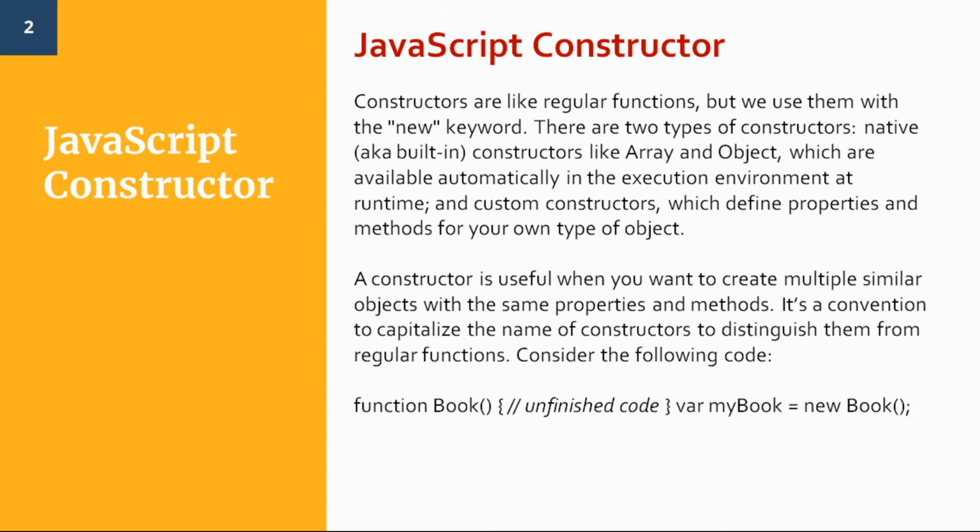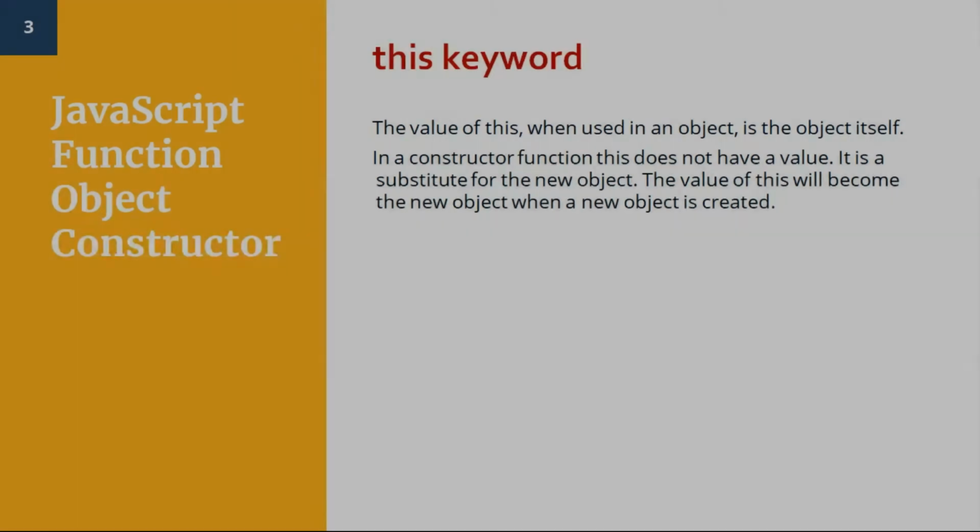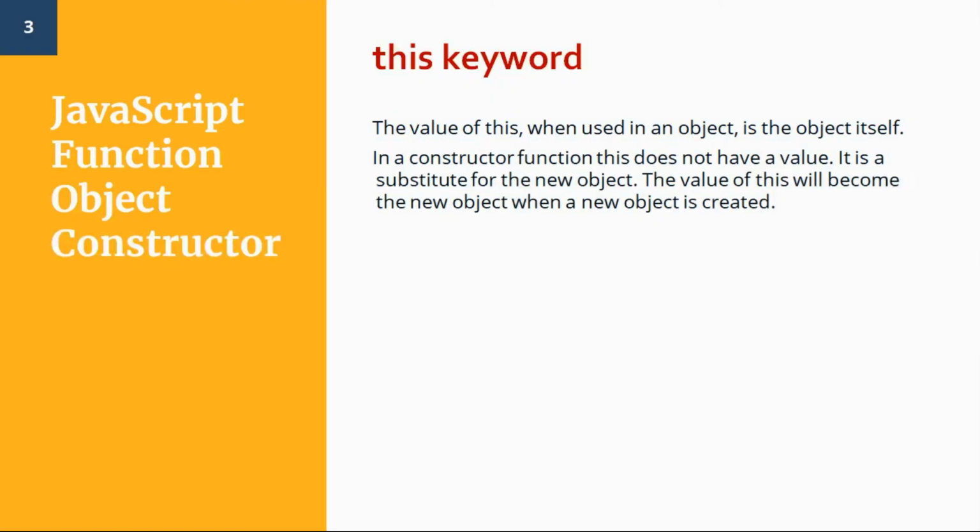Consider the following code. See function Book, and the code where we are defining and storing the values of this function constructor into myBook. Now see what is the this keyword. The this keyword, when you use it in an object, is the object itself. In a constructor function, this does not have a value. It is a substitute for a new object. The value of this will become the new object when a new object is created.